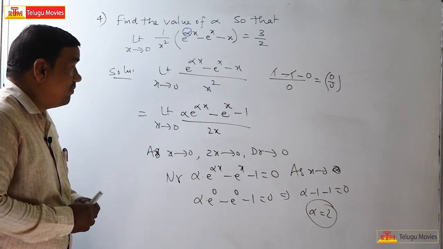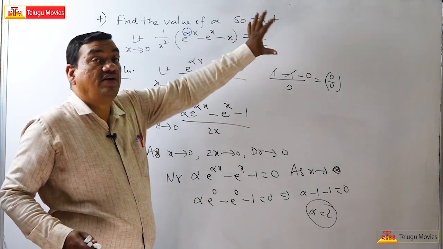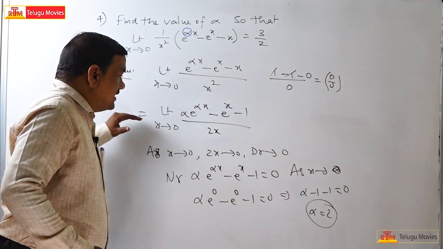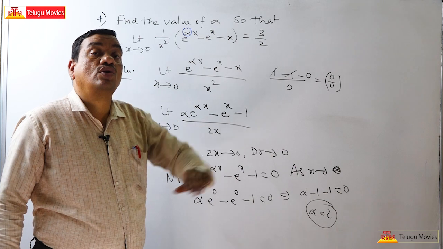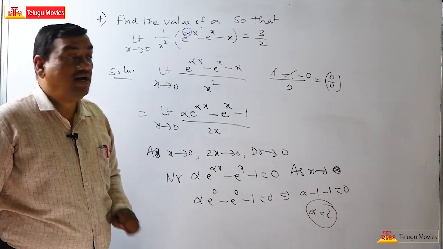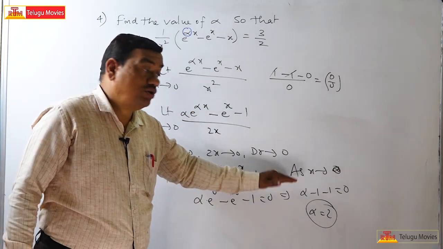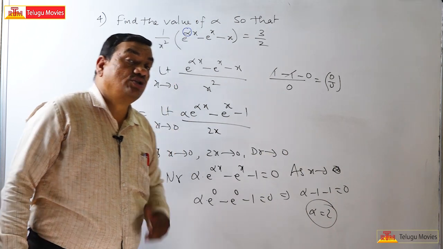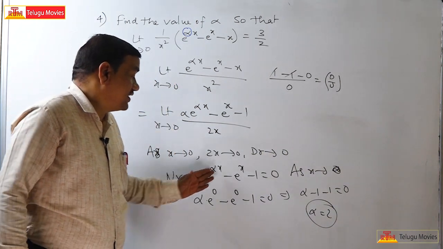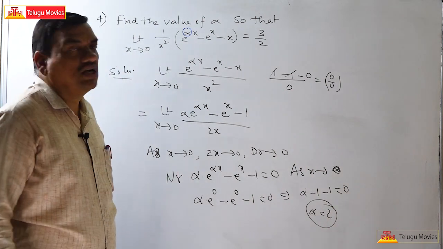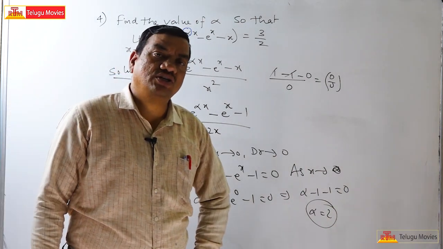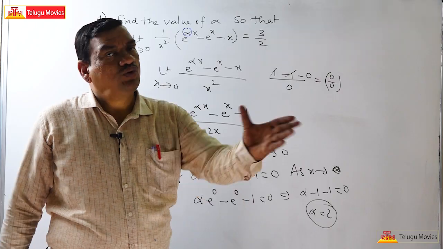As the denominator approaches 0 and we get a finite value 3/2, the numerator also should approach 0. Understand? That means the numerator should be equal to 0 as x approaches 0. That's why we substitute x equal to 0 and we got the alpha value. So this is a very logical problem. I hope that you understand this solution. Let us move to the next problem.